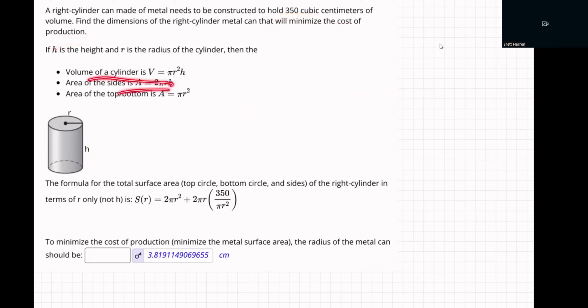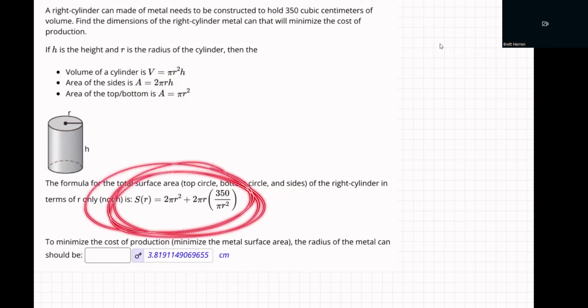Well, they give us the formulas in case we don't know those: volume, area of the sides, and the area of the top and bottom circles, pi r squared. It says the formula for the total surface area, top circle, bottom circle, and sides of the right circular cylinder, in terms of R only, not H, is given. So how do we find that? Oh, I'm sorry, they're giving us that. On another problem, we will find that formula. Here they're just giving it to us.